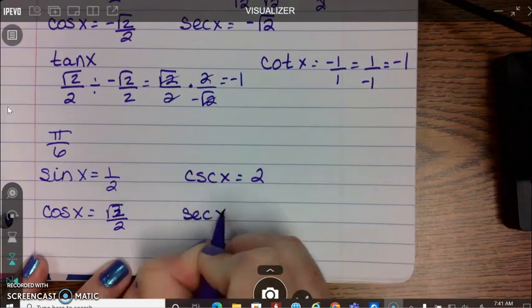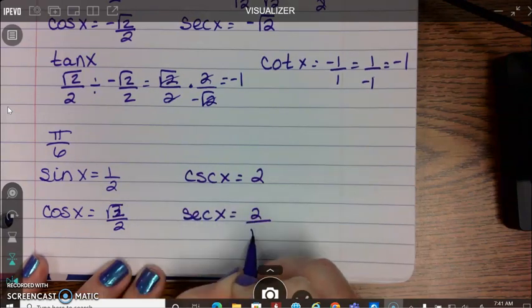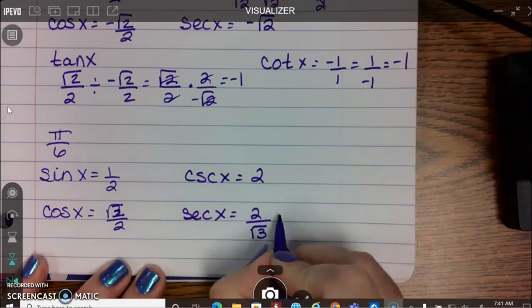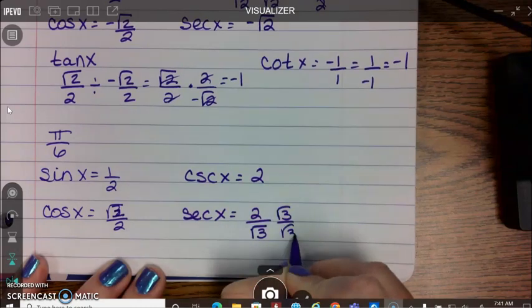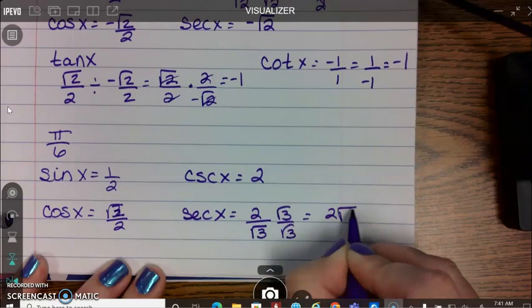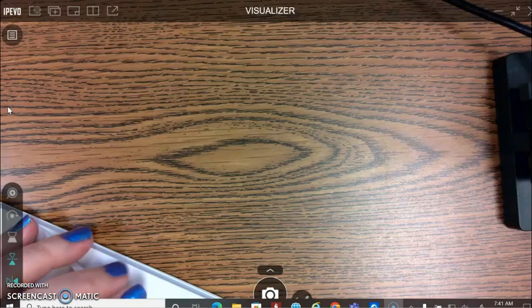Secant will be 2 over the square root of 3. We're going to rationalize that. And we get 2 square roots of 3 over 3. So let me turn my page.